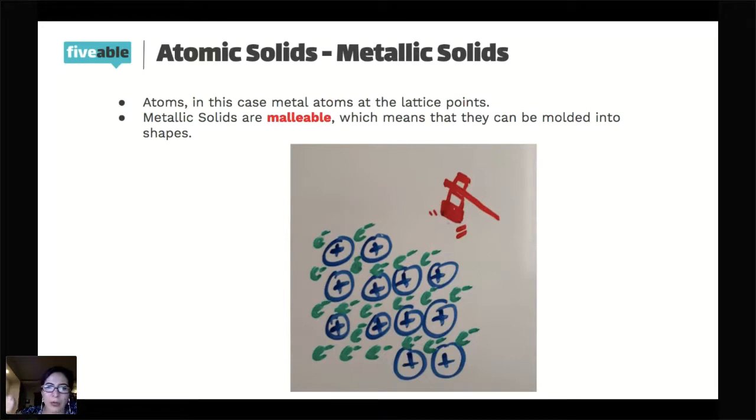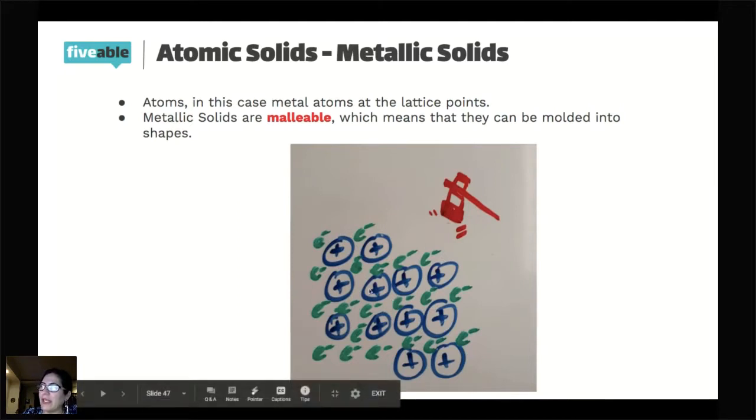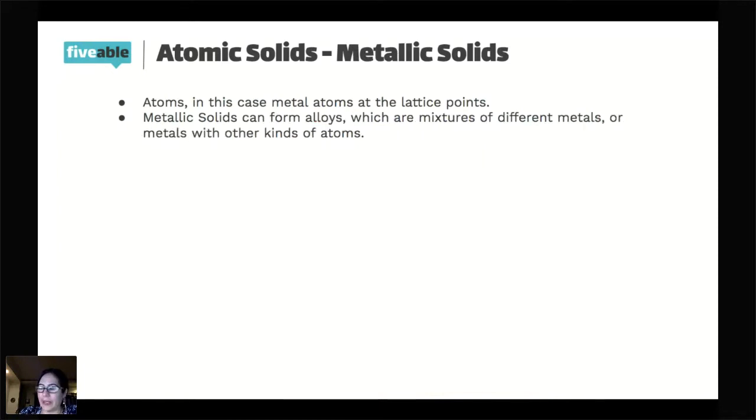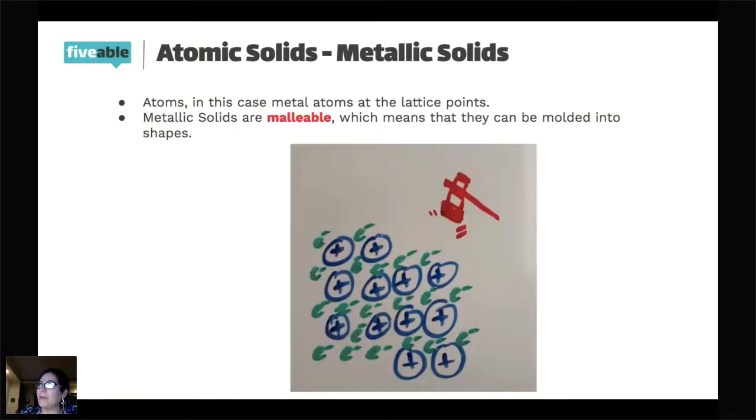Wire, copper wire, we can hammer a piece of copper until we make it really, really thin into wires, because the sea of electrons arranges or organizes itself, the electrons flow, and that's why metals are malleable. They can be molded into shapes.